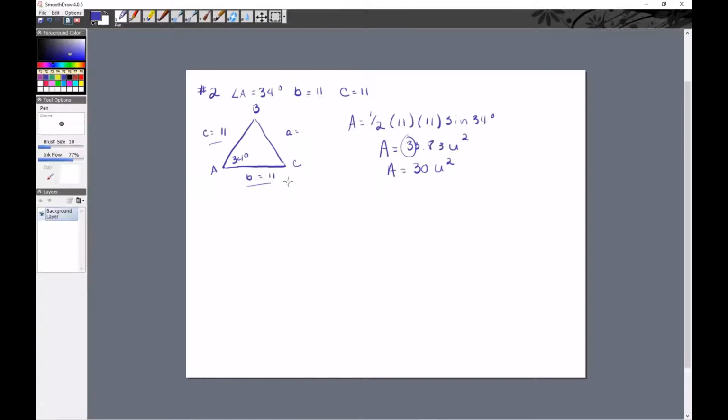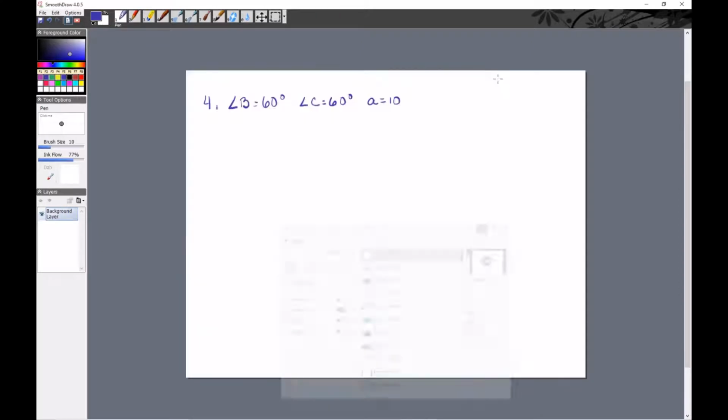When you don't have one with Heron's formula, it goes pretty fast. So hold on, and I'm going to switch over to number 4. Here's number 4, and again, I've written it out. But I didn't draw the triangle because I want you to see what's going to happen with this one. The measures of angles B and C are 60, and side A is 10. So, a regular old triangle with A, B, C, side A, side B, side C.